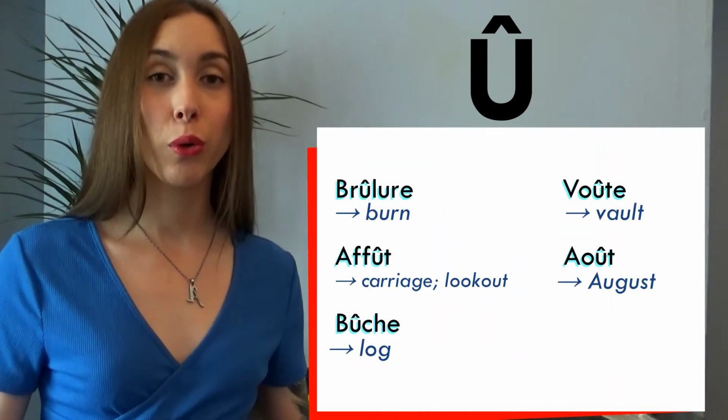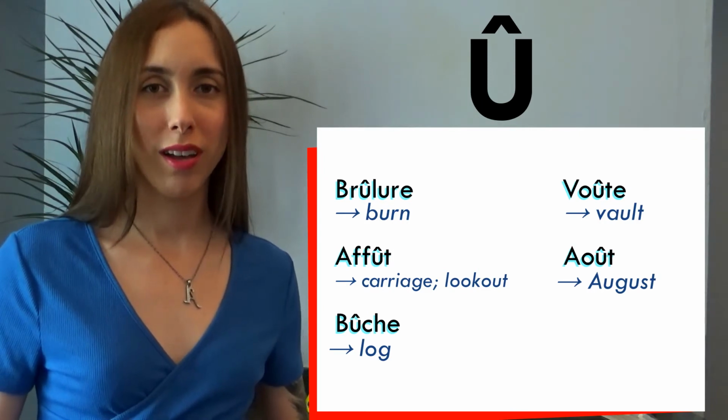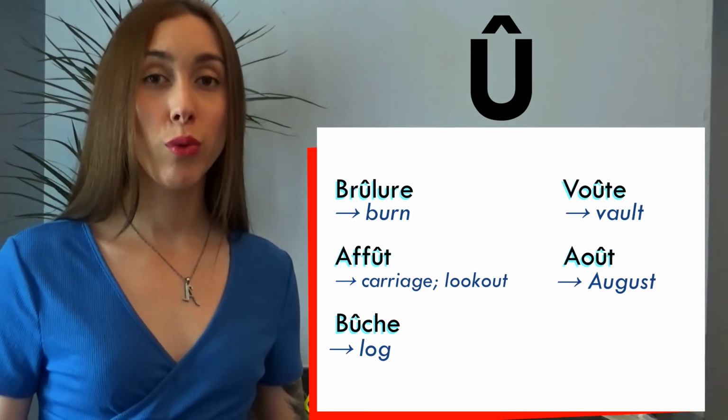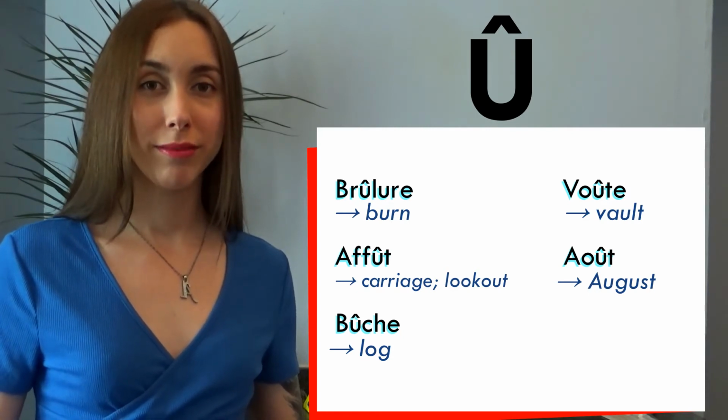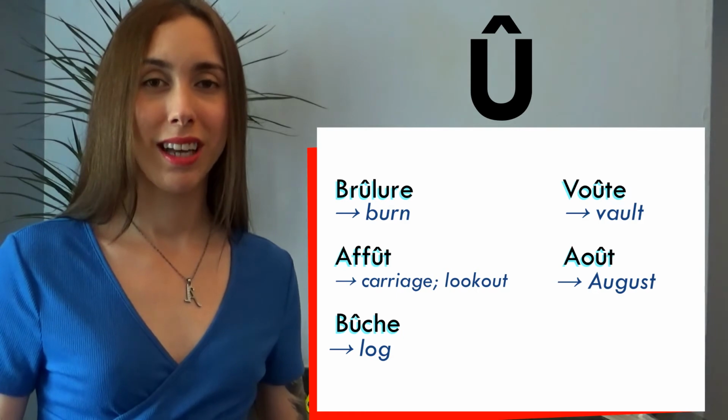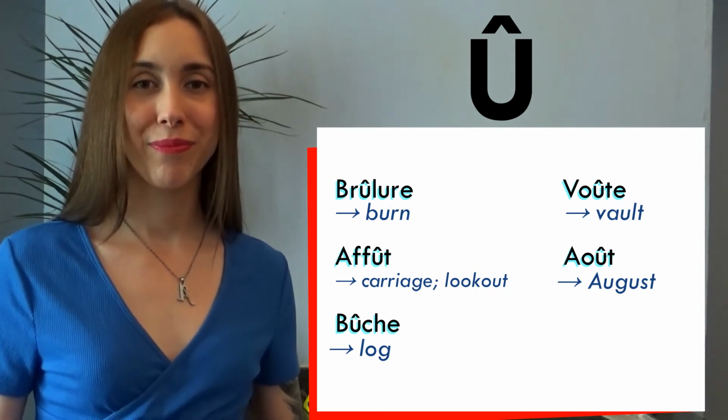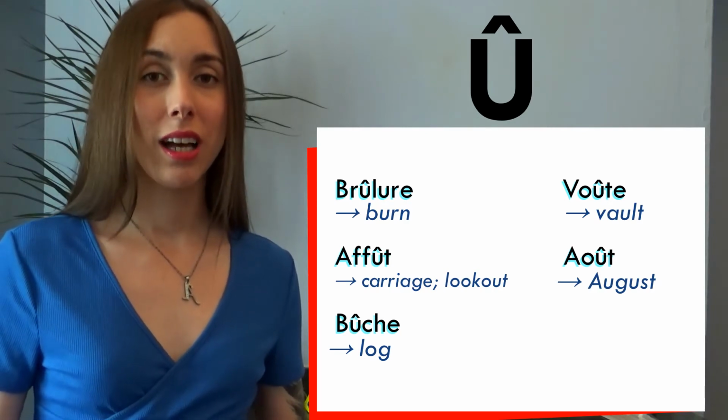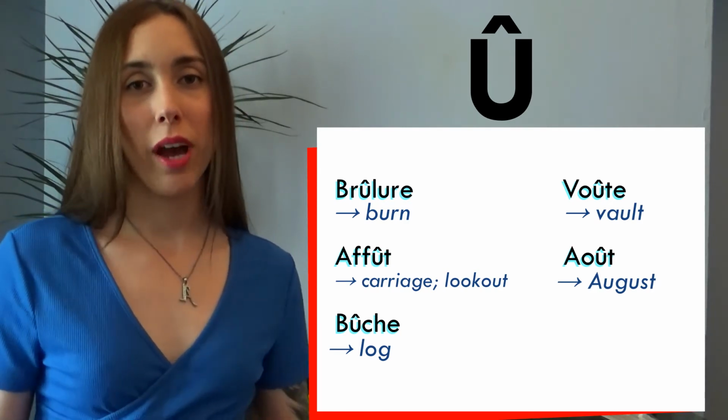Then we have U accent circonflexe. Same as the regular U, the pronunciation is the same, but I guess I'm going to stress it a little more when I pronounce it. So I'm going to pronounce some words and you will be able to hear my pronunciation as a native. Brûlure, affût, bûche, voûte.